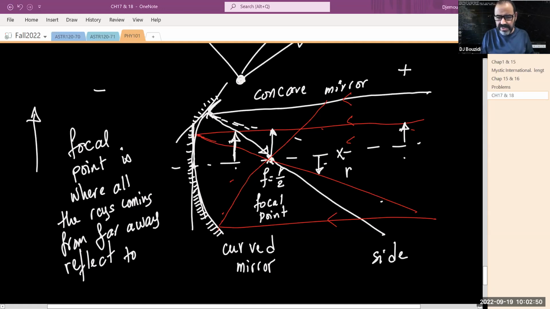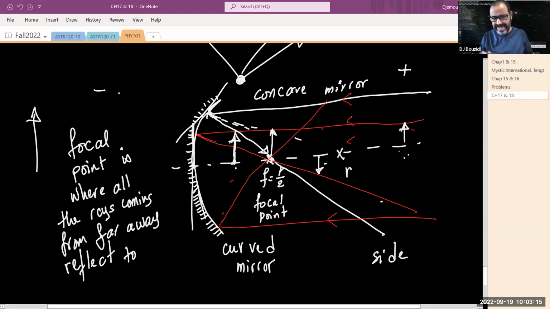The image, of course, the object is always positive. The image is going to be positive if the object is further away from the focal point. If the object is at a distance less than the focal point, the image will be negative, and it's going to be virtual, straight up, and magnified.